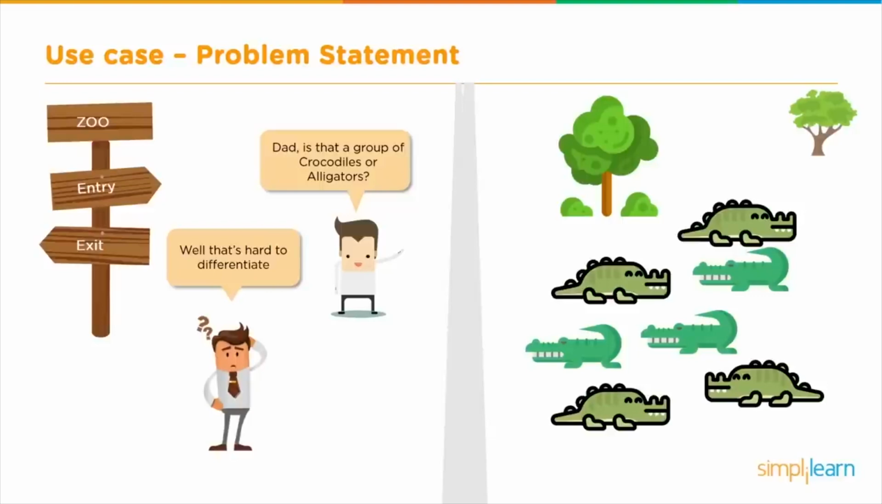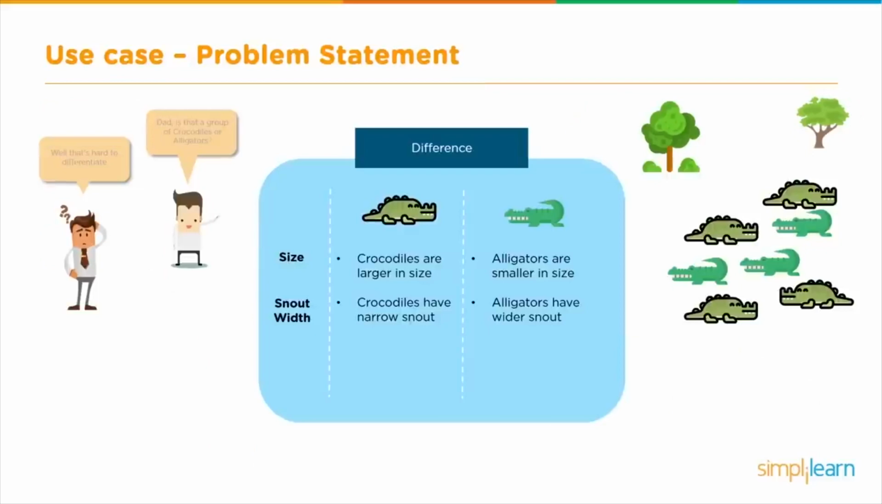So in the zoo example, we have family members going to the zoo and we have the young child going, "Dad, is that a group of crocodiles or alligators?" Well, that's hard to differentiate. And zoos are a great place to start looking at science and understanding how things work, especially as a young child. And so we can see the parents sitting here thinking, well, what is the difference between a crocodile and an alligator? Well, one, crocodiles are larger in size, alligators are smaller in size. Snout width, the crocodiles have a narrow snout and alligators have a wider snout.